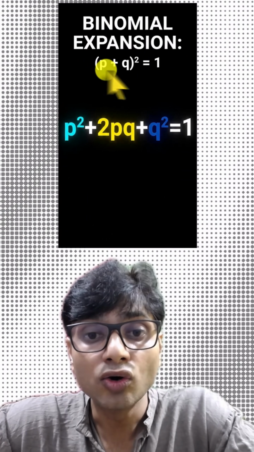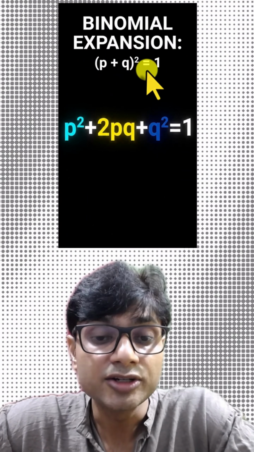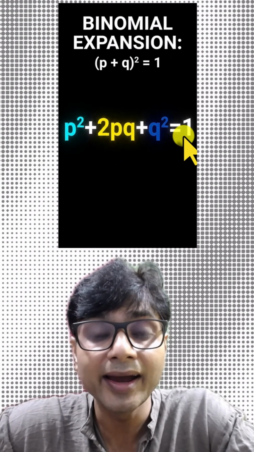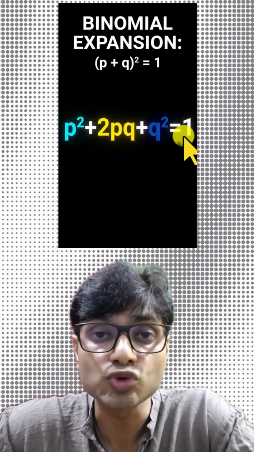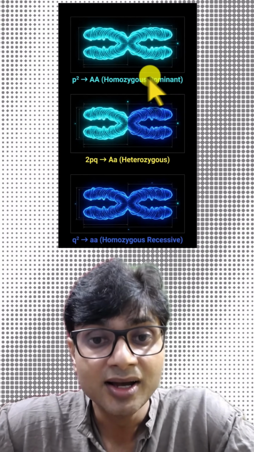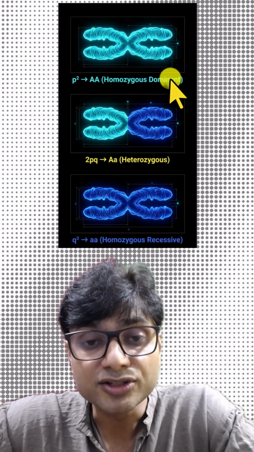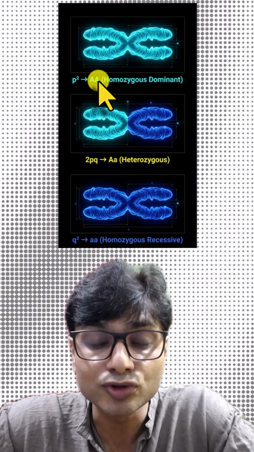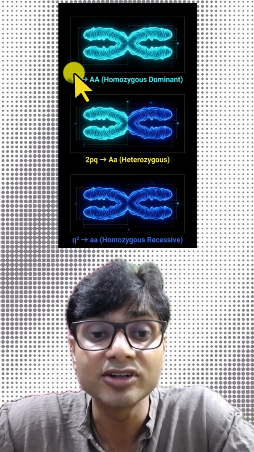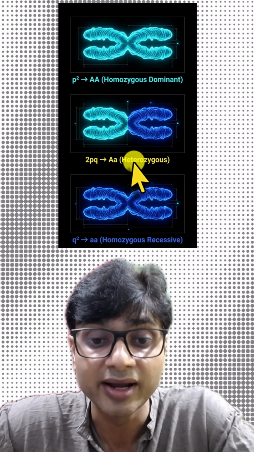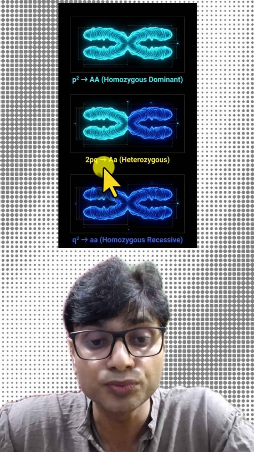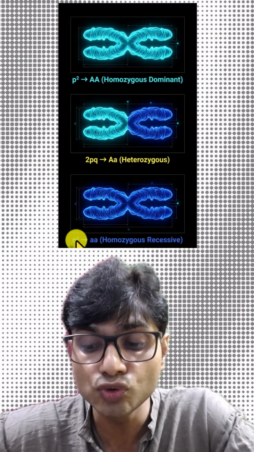If we take the whole square of this binomial expansion, it would be p square plus 2pq plus q square equals 1. And this we can explain in terms of homozygous and heterozygous. The individual who is homozygous dominant has both alleles functional, meaning both homologous chromosomes have the functional allele, and the frequency is p square. In heterozygous, one allele is functional, the other one is not. The frequency is 2pq, and similarly for recessive it is q square.